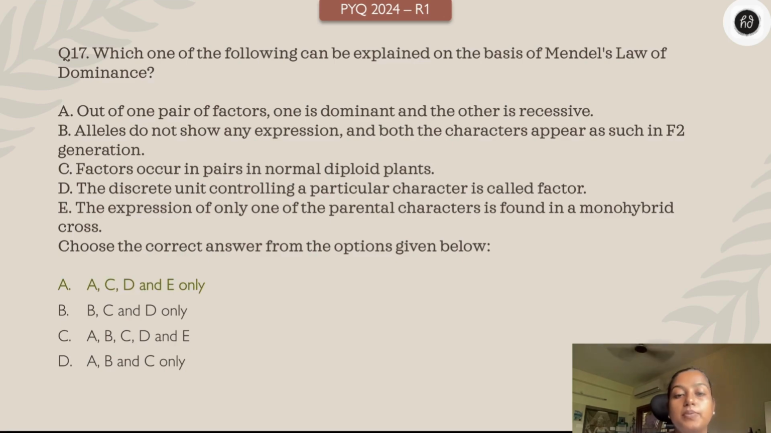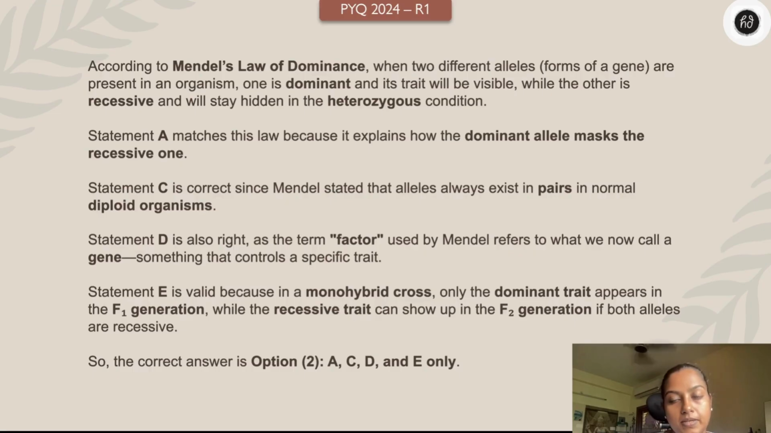Yes, so the answer is going to be A, C, D and E only. If you see the statements, A, of course, the dominant allele is the one which gets expressed and masks the other one. The masked one, we call it recessive. Statement C, of course, alleles exist in pairs in diploid organisms. Alleles always exist in pairs, right? And statement D, the factor refers to nothing but the gene. That is also right. And E, in a monohybrid cross, only the dominant trait appears in F1 and the recessive trait appears in the second generation only when it receives both alleles as recessive ones, right? So all the other statements are true, except B.